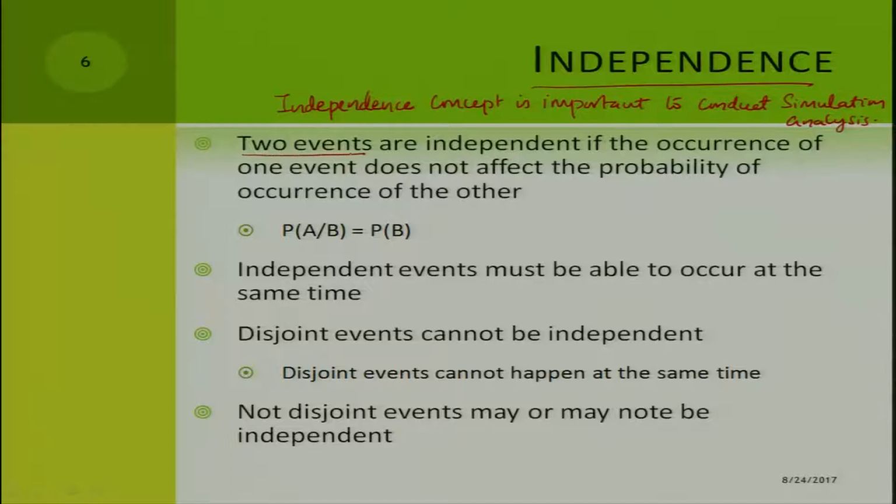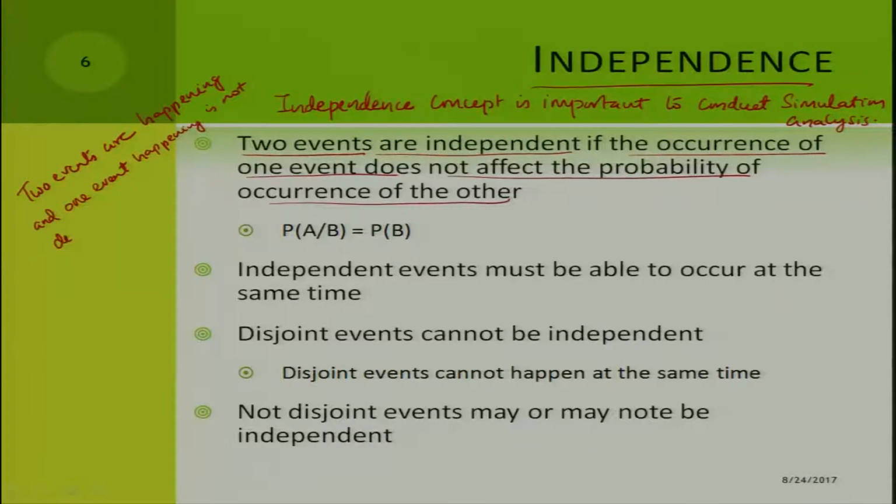We can say two events are independent if the occurrence of one event does not affect the probability of occurrence of the other. So, you have two events that are happening, and the happening of one event is not decided by the happening or the occurrence of the other.